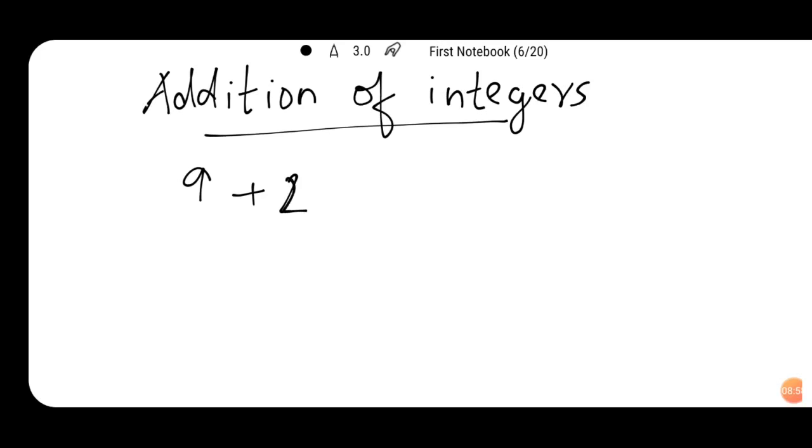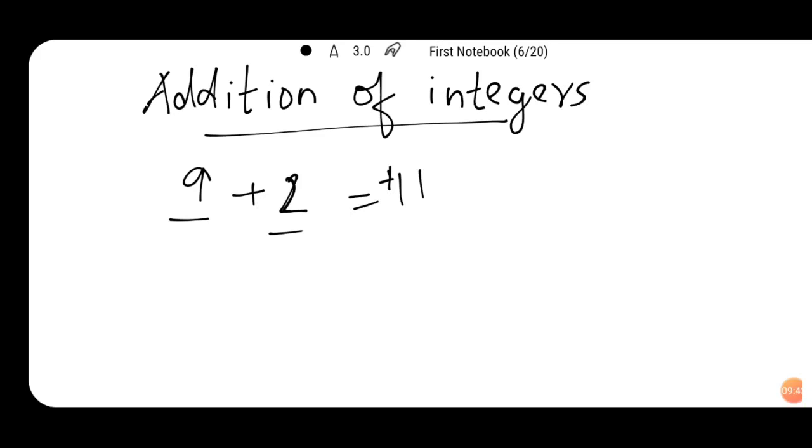What is 9 plus 2? You all know what is 9 plus 2 because both are positive numbers, which means both of them are natural numbers also. So 9 plus 2 is 11. This is the case of both positive numbers. We are just adding and writing. Here it is positive, this is also positive, so our answer is also positive. If we want, we can write it as plus 11. Otherwise, it is understood that if we write just 11, it's positive 11.